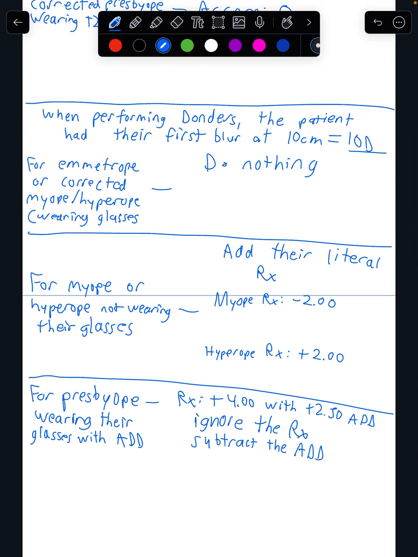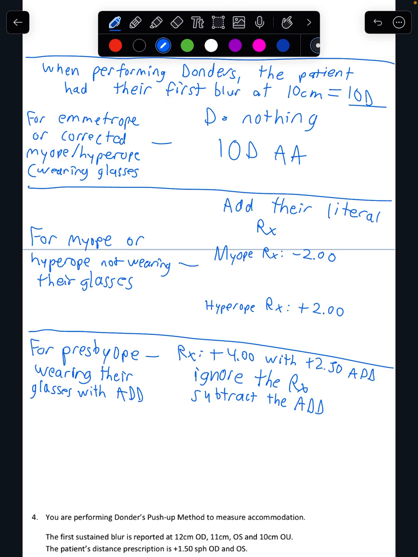So let's say we're performing Donders and the patient sees their first blur at 10 centimeters, which we know is 10 diopters. For an emmetrope or a corrected hyperope or myope, I just want you to do nothing. We can just convert the distance into diopters and accept it. So this patient, 10 diopters is their accommodative amplitude. For a myope or a hyperope not wearing their glasses, I want you to take their prescription and just add what it literally is to your converted distance.